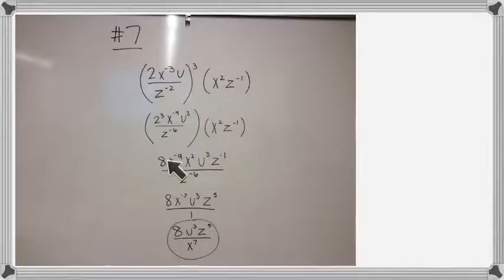Simplified the 2 to the third out to 8. Yet another place to screw up. 2 to the third is not 6. It's equal to 8. And then these powers became a part of the numerator multiplying across. And then we got all the x's together. We got the u's. There was only one power of u. We got the z's together.